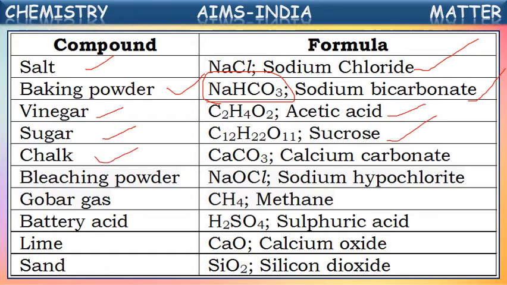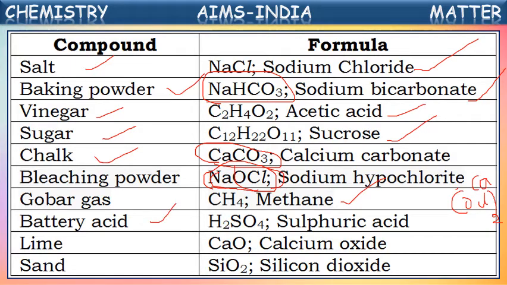See, the chalk pieces we use are called calcium carbonate, formula CaCO3. And bleaching powder is CaOCl2, that is calcium hypochlorite. Here we have to write Ca, and Cl two times. It is not sodium hypochlorite, it is calcium hypochlorite. And gobar gas means methane, CH4.